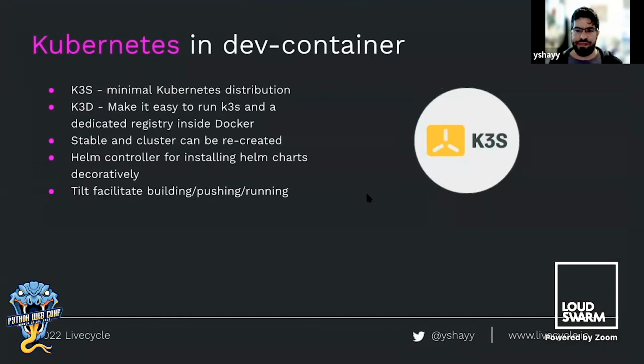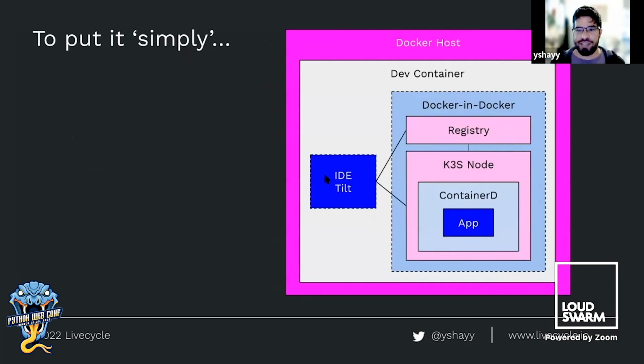So we are using K3S and K3D. It's a minimal Kubernetes distribution that can run in several seconds. Clusters can be created and recreated. We have the Helm controller that allows us to install Helm charts declaratively. And we have again Tilt, which facilitates building, pushing, and running images.